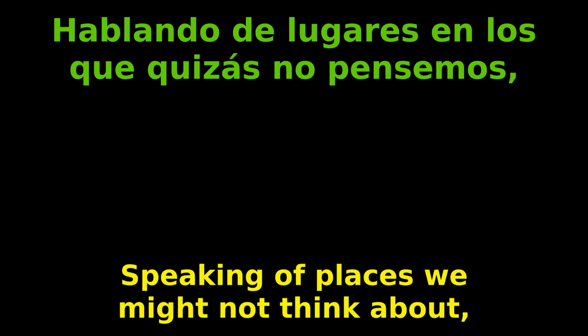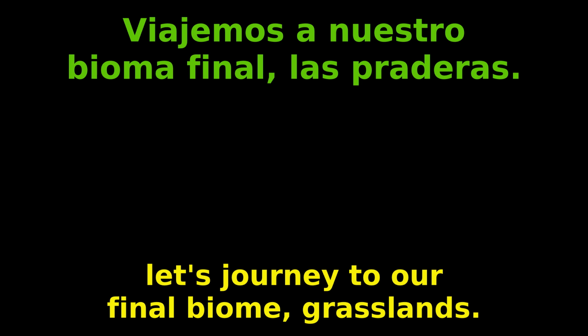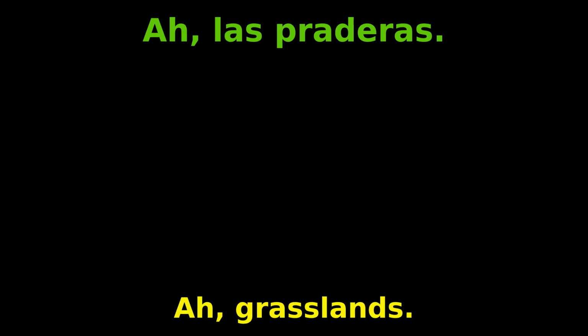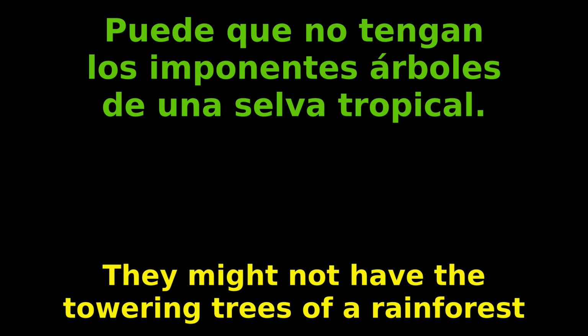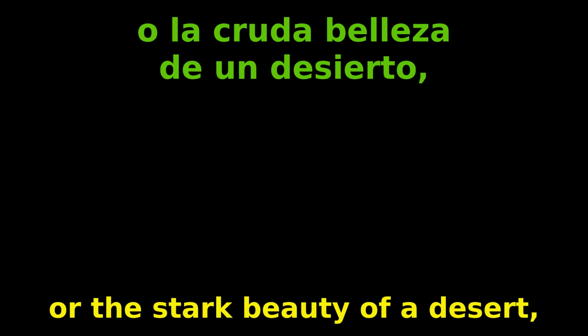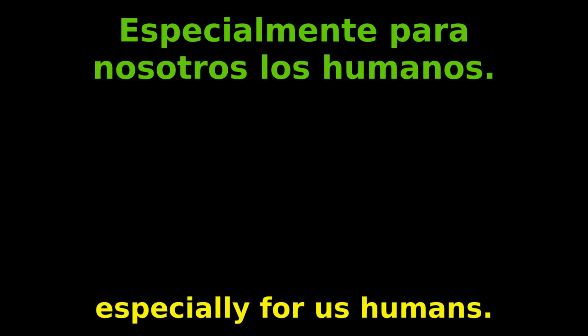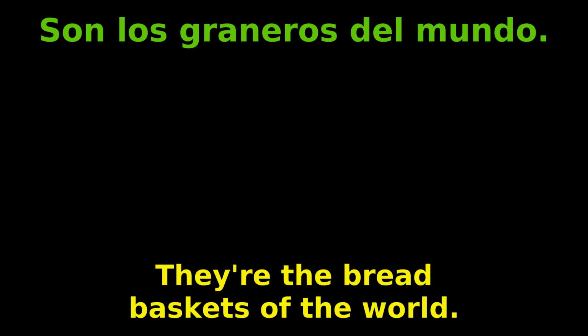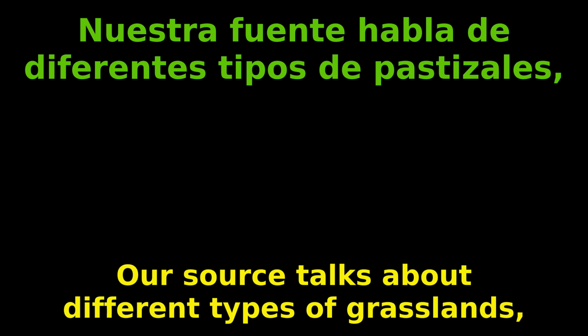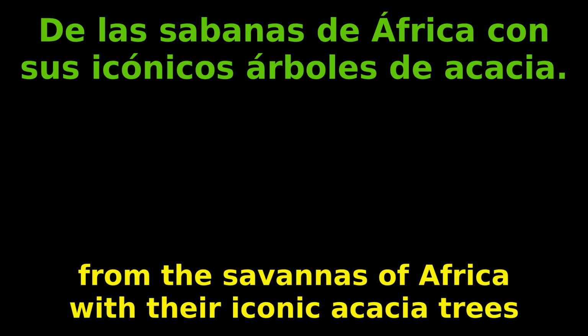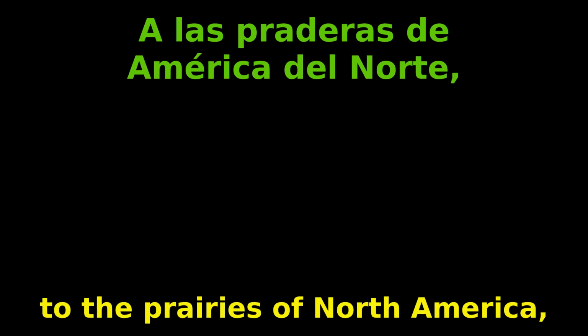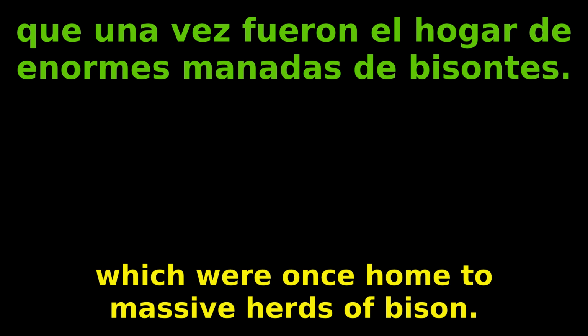Speaking of places we might not think about, let's journey to our final biome, grasslands. Ah, grasslands. They might not have the towering trees of a rainforest or the stark beauty of a desert, but they're arguably one of the most important biomes on Earth, especially for us humans. They're the breadbaskets of the world. That's right. Our source talks about different types of grasslands, from the savannas of Africa with their iconic acacia trees to the prairies of North America, which were once home to massive herds of bison.